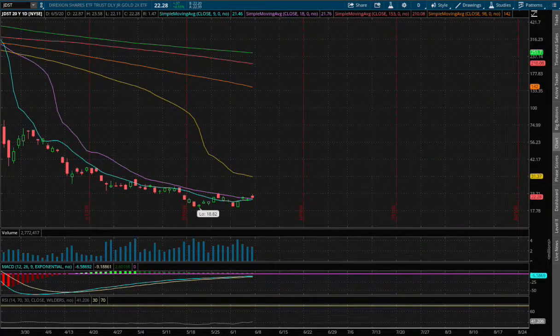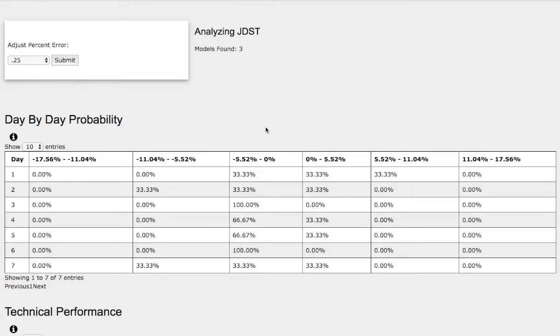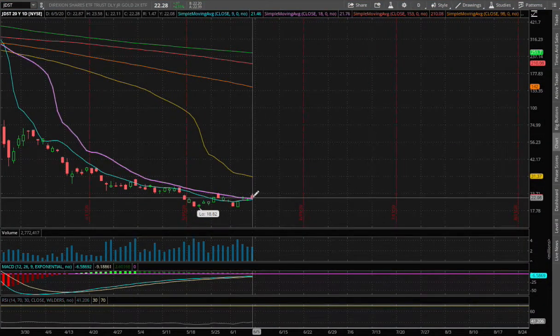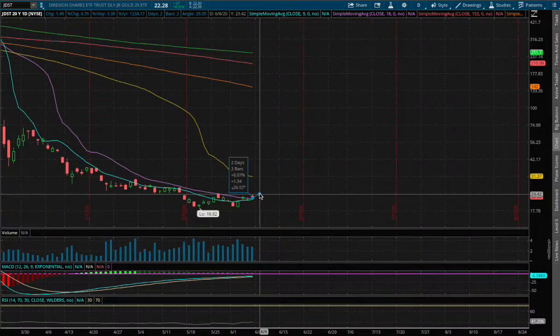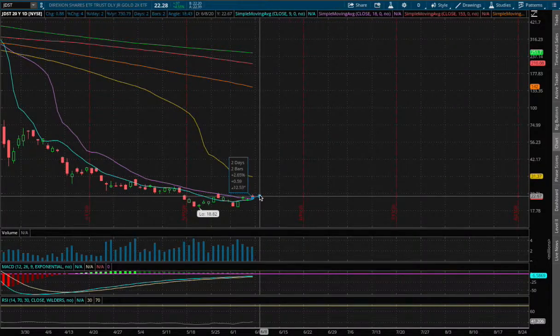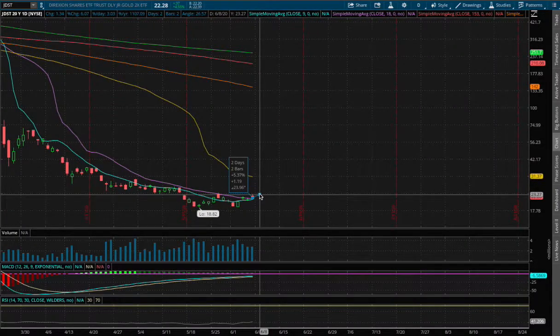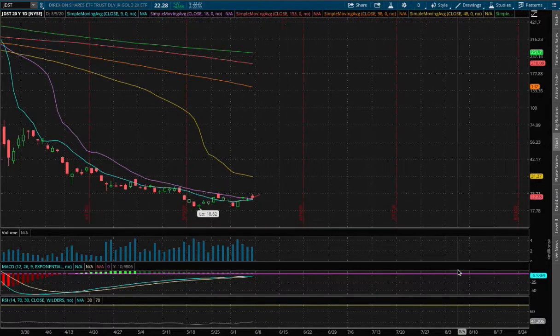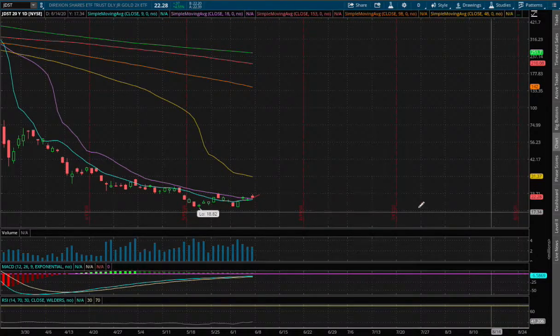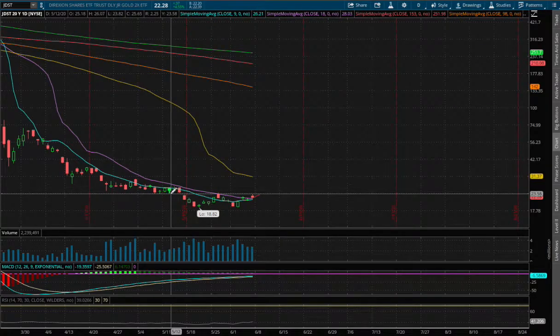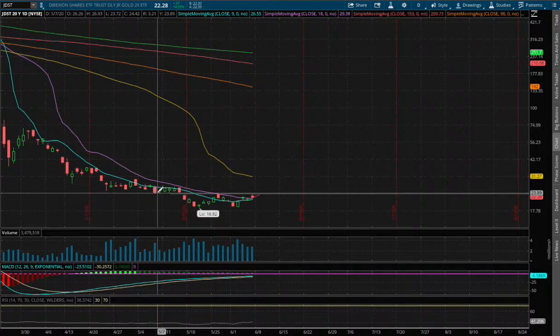And let's check the day-by-day probability model for our support and resistance gauges. So to the upside, we have a 33% chance for JDST to climb higher between 0 to 5.5%. So 5.5% to the upside is roughly around a price of $23.30. And that will be our first immediate resistance. And that coincides with previous support levels in the past, since we're below support that now act as our resistance.